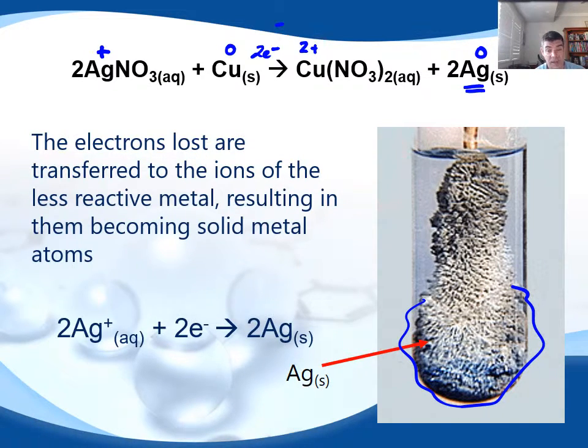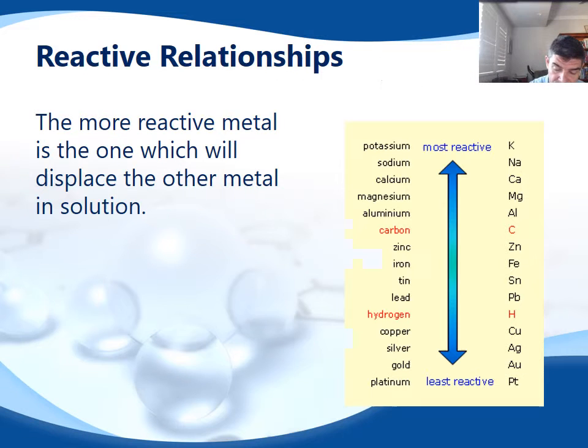So here's a half equation that represents what's going on here. A 1+ ion becoming a 0. This is a gain of electrons, and the gain of electrons is obviously called reduction. So this is the reduction component of the redox couple, and as we saw in the previous slide, copper is the oxidation.